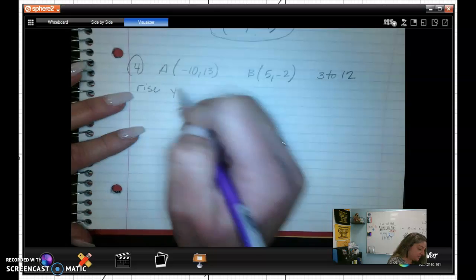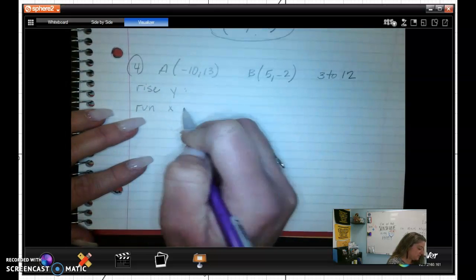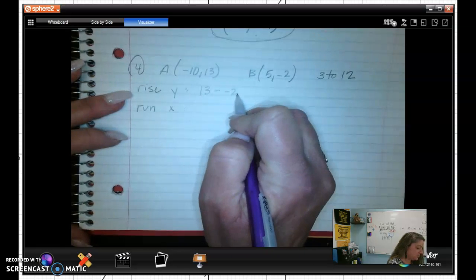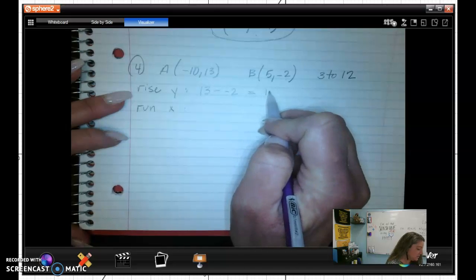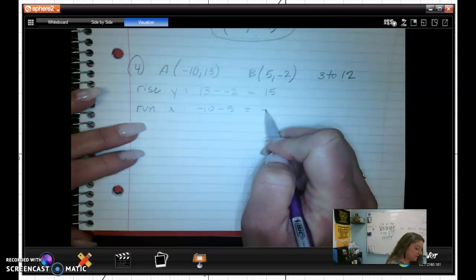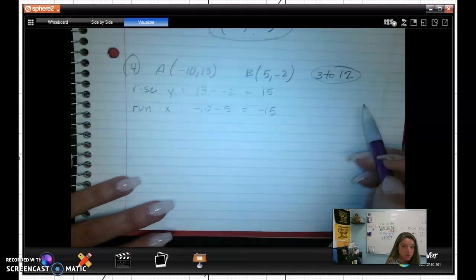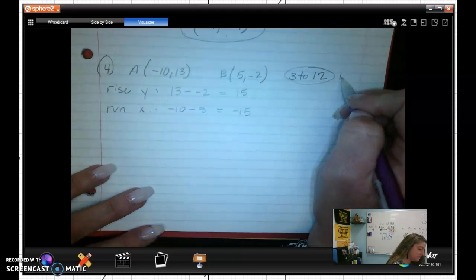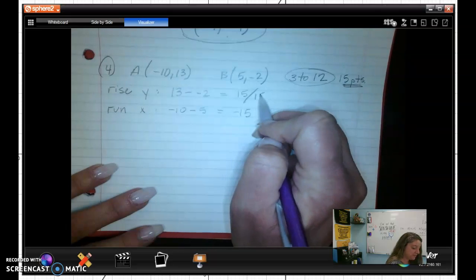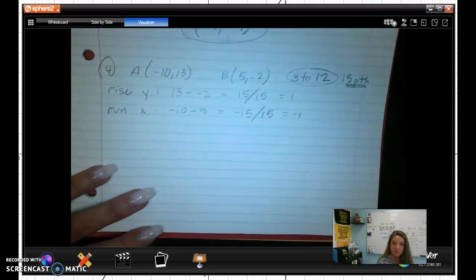So rise values, remember, are the y numbers. Run is x's. And so here we go, 13 minus negative 2. Remember, you always subtract, okay? That's going to be 15. Negative 10 minus 5 is also a negative 15. I need a ratio of 3 to 12, and so that means that we need 15 equal parts. So I'm going to divide by 15. So I'm going to get a 1 and a 1, okay?